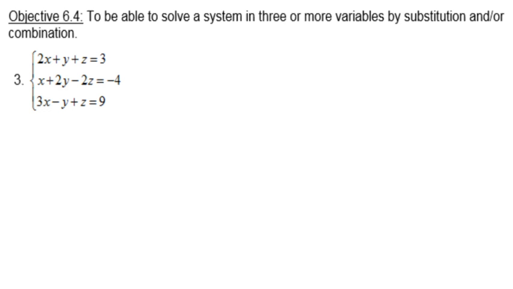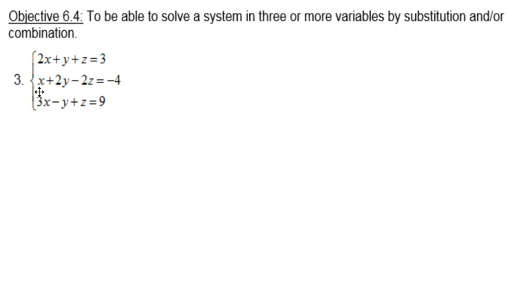So our objective 6.4 is to be able to solve a system with three variables using substitution or combination algebraic ways of solving our systems of equations. So again, we typically look at our system and see, is it set up nicely for substitution? Does it have an x equals, a y equals, or a z equals? Or could we make one fairly easily to start our process?